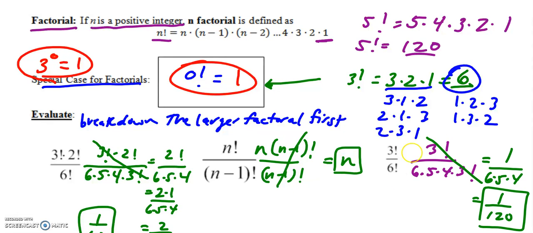All right, guys, so here's what I did on this example. I noticed 6 factorial was larger, like this example here. I wrote it as 6 times 5 times 4 times 3. Notice that there was a 3 factorial on the top as well, so I stopped here and crossed this out. If there's nothing left on the top, I put 1 as a placeholder. 1 over 120 was my final answer.